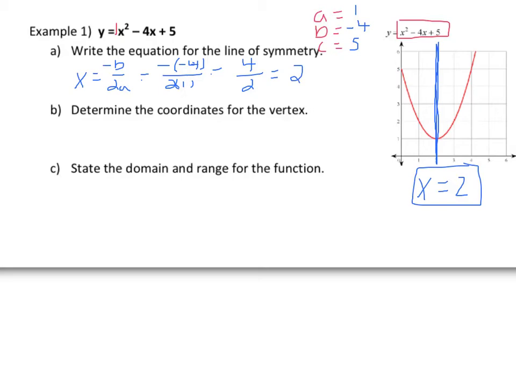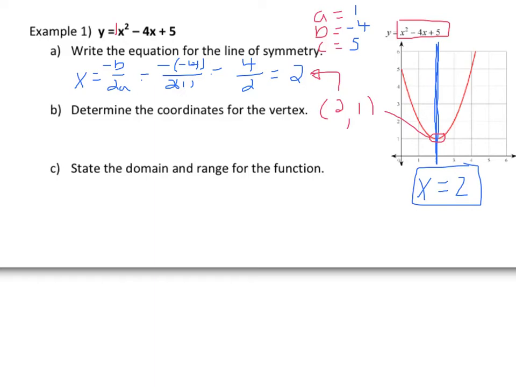What's the coordinate of the vertex? Well, the vertex is right here. So when we look at it, it looks like 2, 1. Okay, we're given the graph, so that's an advantage to this. If we don't have the graph, it's a little bit more algebra work. But let's look at the characteristics of the vertex. The vertex x value is supposed to be the same as our line of symmetry, and that is true.